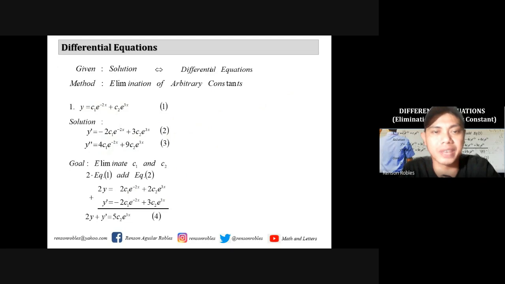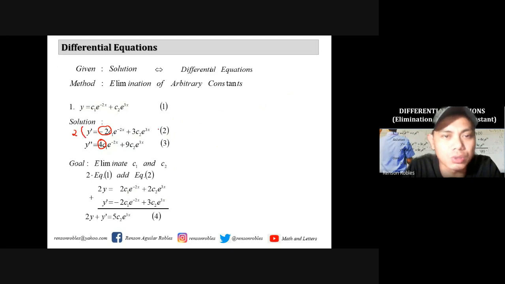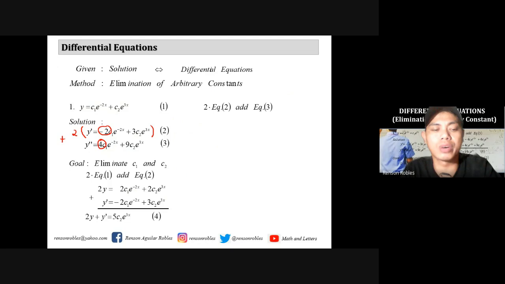Okay? Doing the same for equation 2 and 3, eliminating the same variable, c1. So this is negative 2, this is 4. We can only eliminate c1 if we multiply 2 to equation 2, so that they will have the same coefficient, and then we shall add equation 3. So multiply 2 to equation 2 and add equation 3.